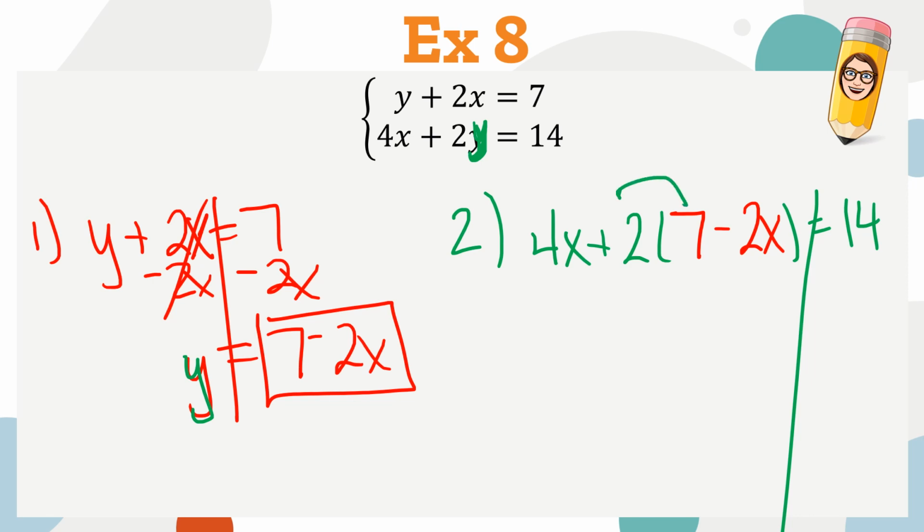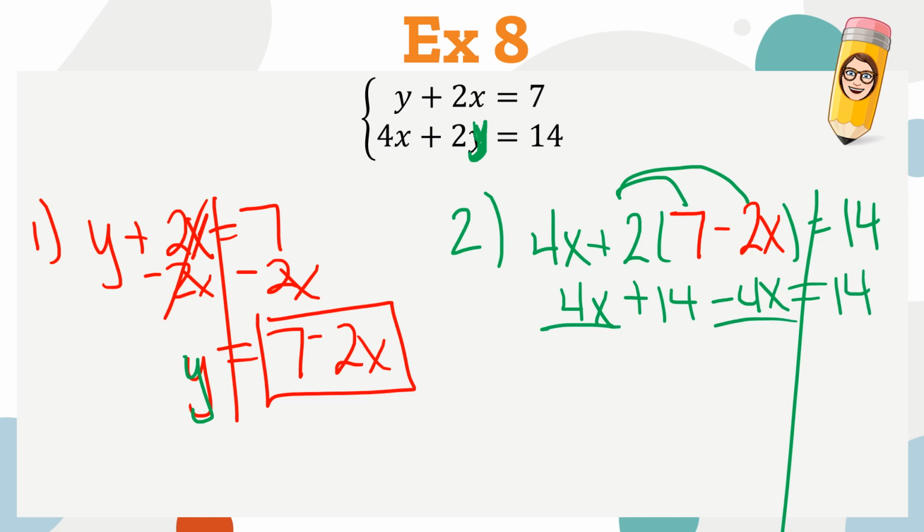We're going to distribute a 2. 4x plus 14 minus 4x. Do you see how I multiplied there? Next step, combine like terms. 4 xylophones minus 4 xylophones. That's nothing. They cancel. So let's drop down what we didn't use.